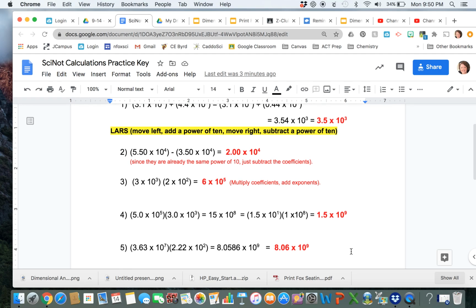Number 5, another multiplication. This one you'll need a calculator for. It's a little more complex than the previous multiplication problems we've done. 3.63 times 2.22 is 8.0586, and 7 plus 2 is 9. Now we must round. Both of these have 3 significant figures. So 8.0586, the 8 rounds the 5 up to a 6, and we get 8.06 times 10 to the 9th.